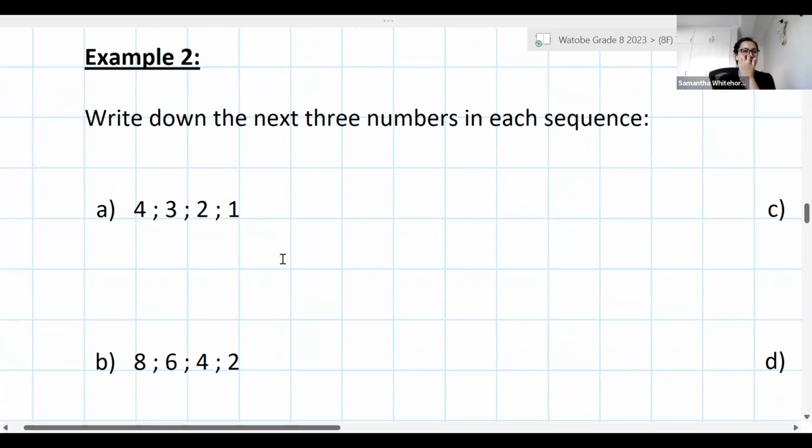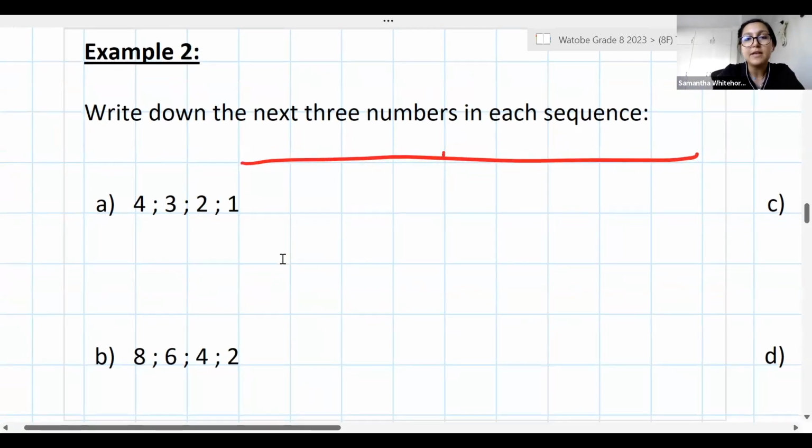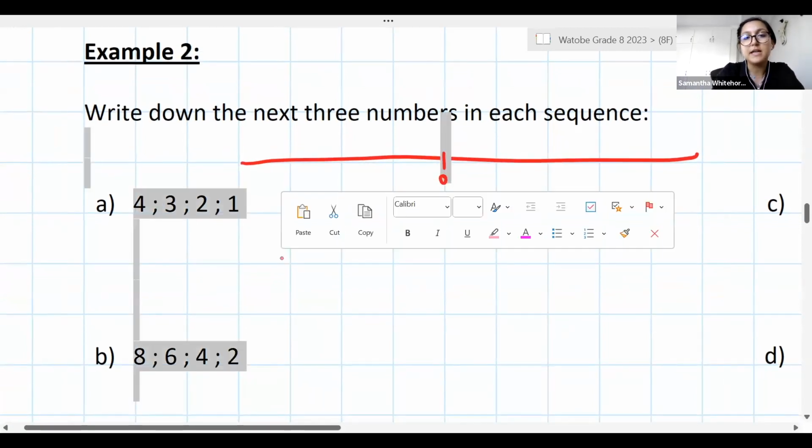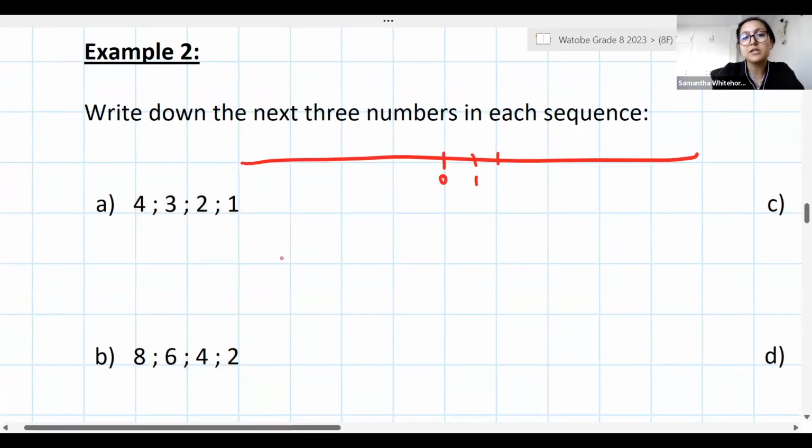Alrighty, guys. So let's have a look at our second example. So remember, we're working with integers. Remember, if you need to, draw a number line. And what I'm going to do is I'm just going to draw a number line anyways for us. This question's a little bit different in that I'm asking you to essentially finish the pattern. So we're bringing some number patterns into here.